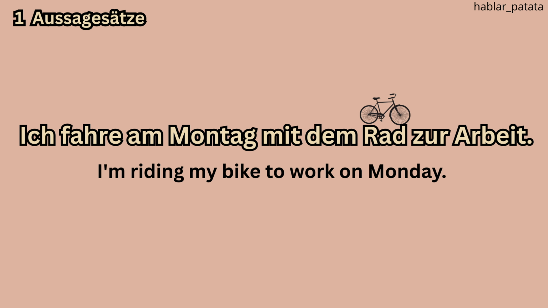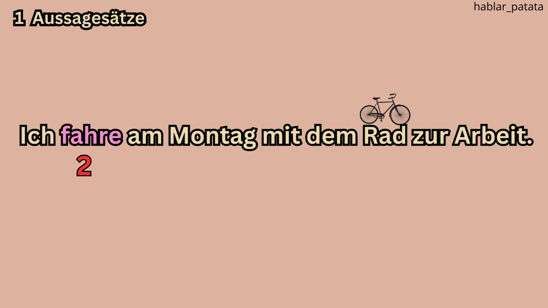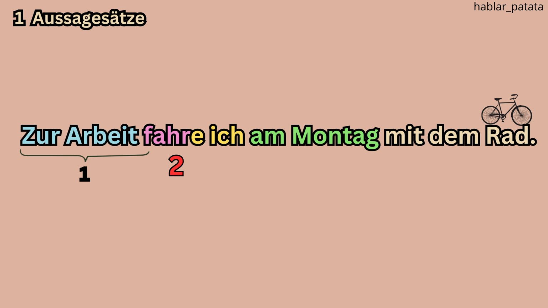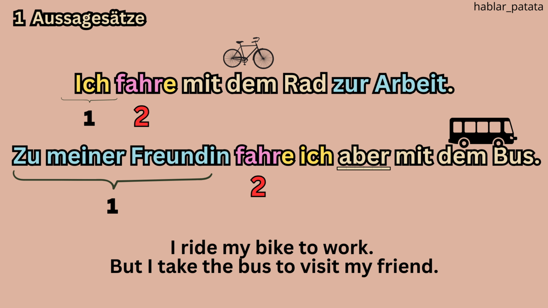In a normal sentence, the conjugated verb always comes in the second position. The first position is usually occupied either by the subject, that is the person performing the action, or the information about the time. Theoretically, other information can also occupy the first position. However, this isn't typical and usually only happens when we want to emphasize or contrast a particular piece of information.